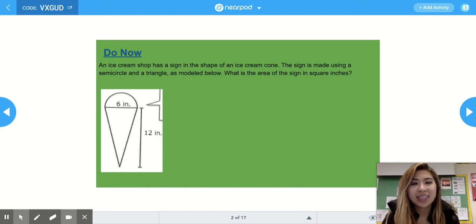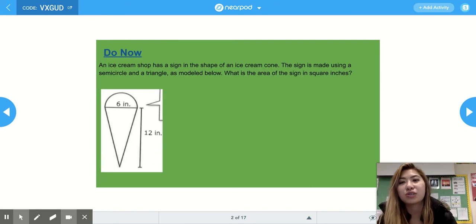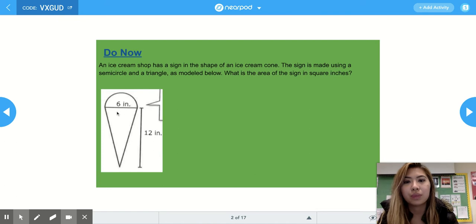Welcome to today's math lesson on choosing a corresponding word problem to an equation with variables on both sides. Our do now reads: an ice cream shop has a sign in the shape of an ice cream cone, pictured here. The sign is made using a semicircle and a triangle as modeled below. What is the area of the sign in square inches?